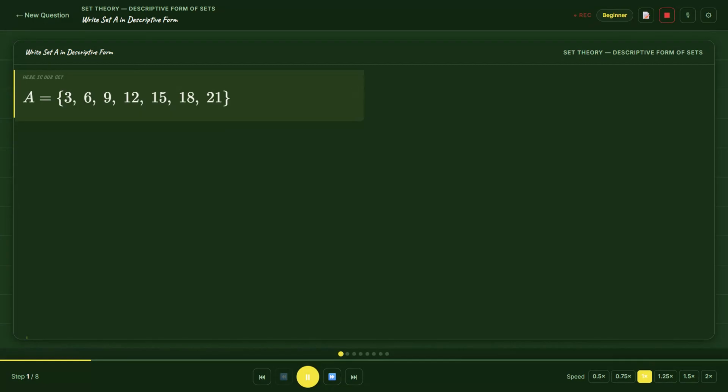Here is our set A. It has 7 numbers inside the curly brackets. Our job is to find the pattern and describe this set using words.